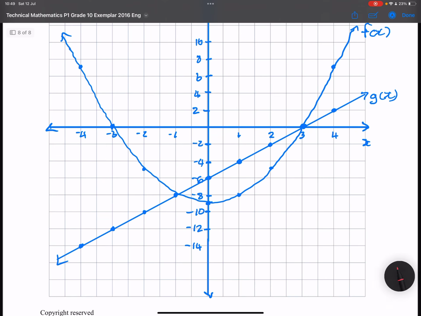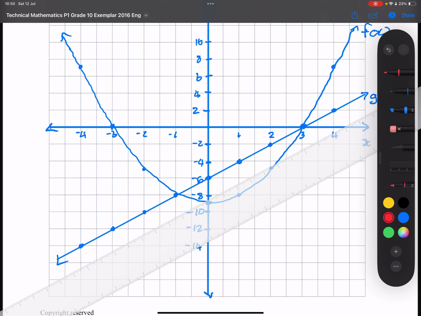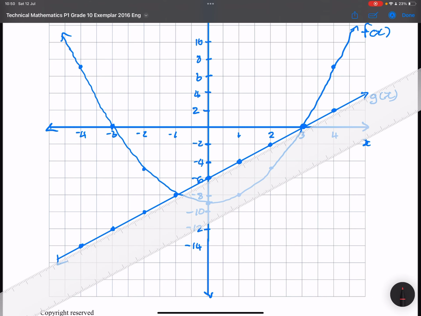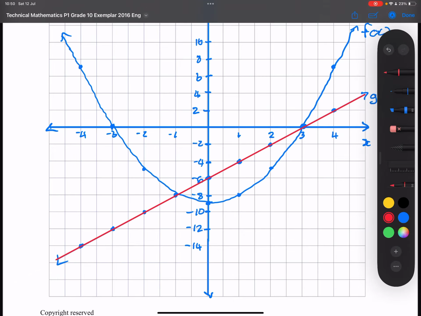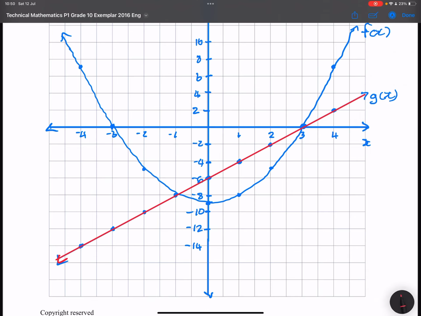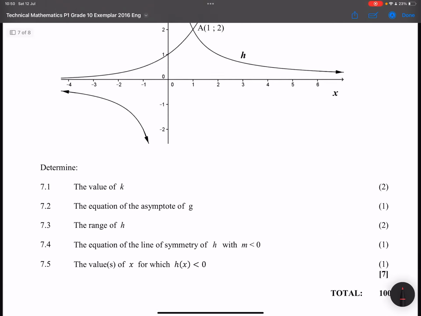Okay, I've just removed my ruler. Right, there we go. So that's my g of x graph. All right, now let's go for it. There are questions that follow up from this graph, so let's go and answer the questions.